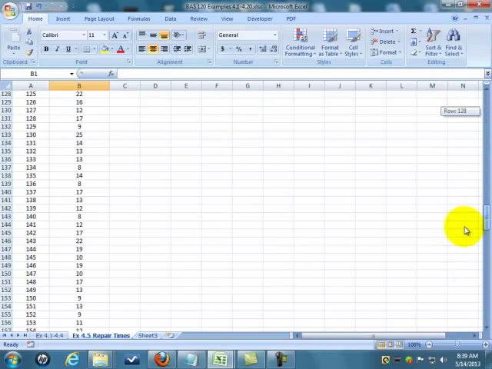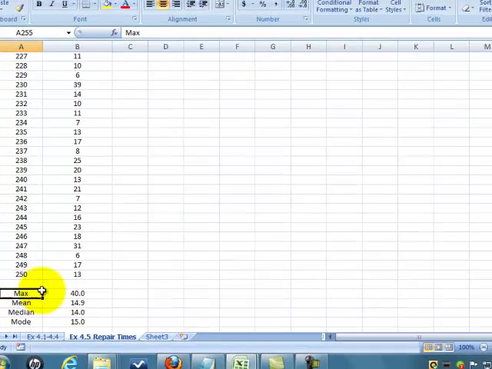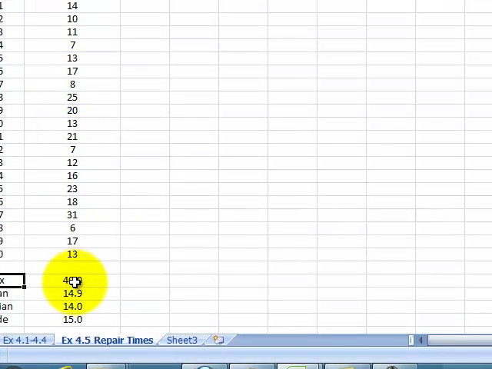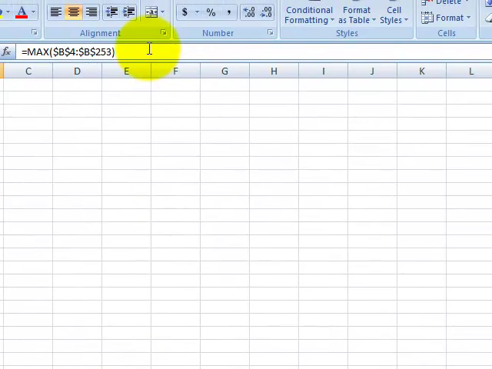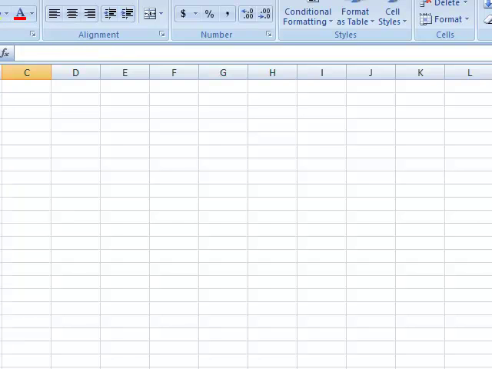So the first thing I did is, before I do my frequency distribution, it'd be nice to know the maximum value, the longest repair time, so I know how long to make my chart. So all I did was go into my data and say max, give it my range, and then I froze that range so I could copy it if I needed to, and it returned an answer of 40.